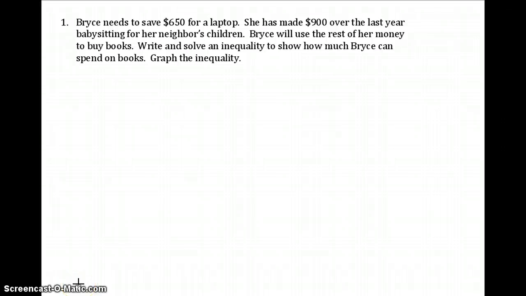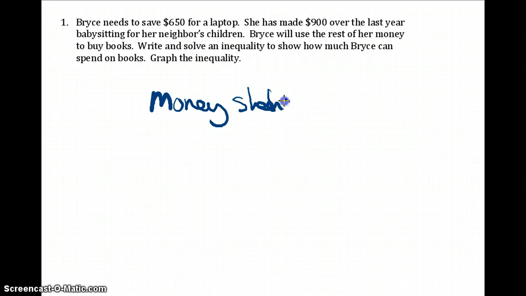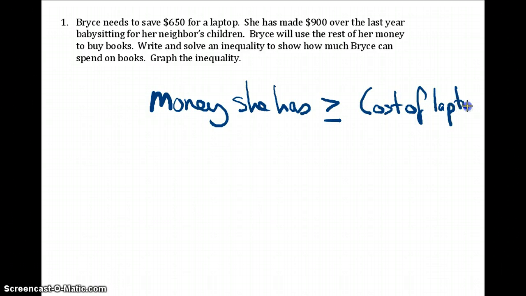So Bryce needs to save $650 for a laptop. She already has $900. She's going to spend the rest of her money to buy books. We need to write and solve an inequality to show how much Bryce can spend on books. Well, we can only spend money that we have, right? So the money she has, let me just erase that, I'm sorry. The money she has has to be greater than or equal to the cost of the laptop.